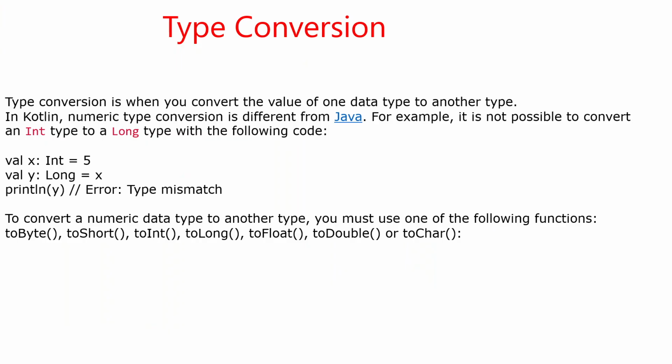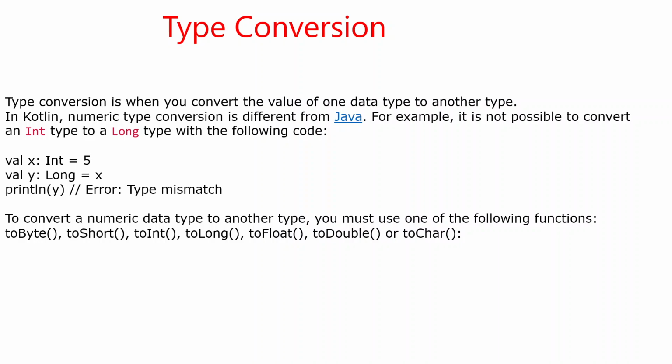In our last video, we learned about the Kotlin data types. In this video, we will learn about type conversion in Kotlin. So what is type conversion? Type conversion is when you convert the value of one data type to another data type. In Kotlin, numeric type conversion is different from Java.